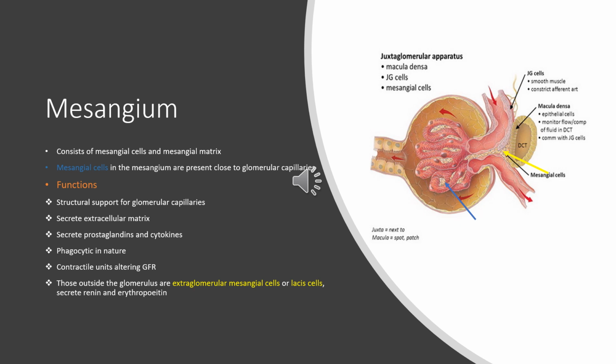The mesangial cells contain contractile units which are present in close contact with the glomerular capillaries, helping in alteration of the glomerular filtration rate. The mesangial cells that are present outside the glomerulus are called extraglomerular mesangial cells or Lacis cells, and they secrete some quantity of renin and erythropoietin.